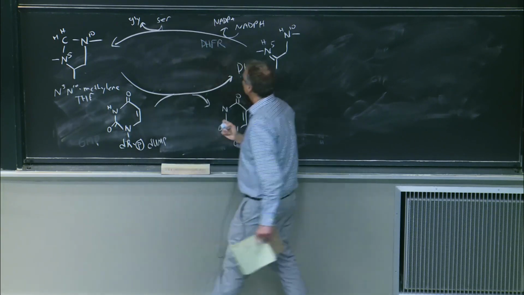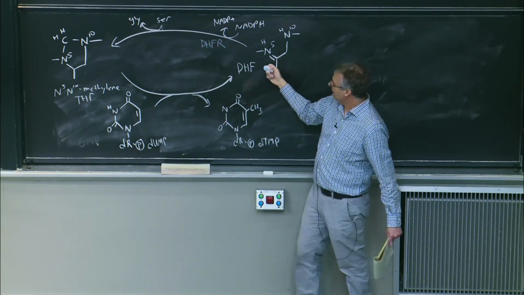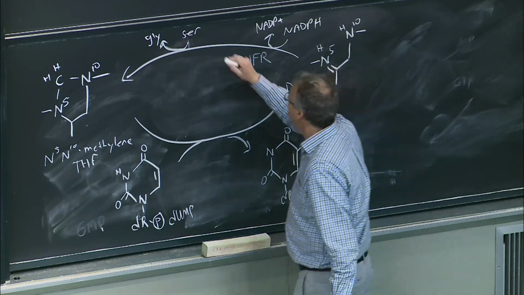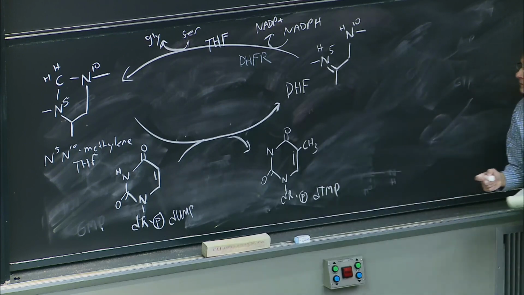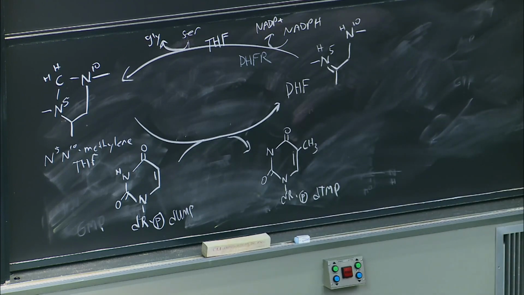Dihydrofolate reductase, DHFR, basically takes dihydrofolate back to tetrahydrofolate before it can pick up a serine glycine unit. Affecting that in bacteria makes it a very effective antibiotic.